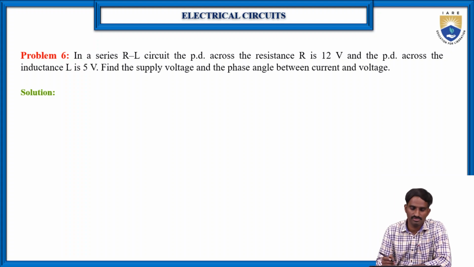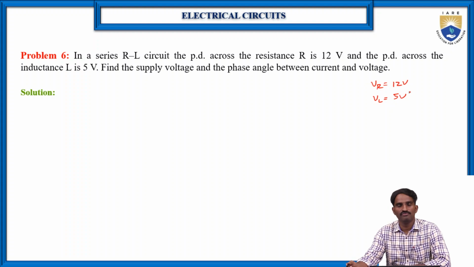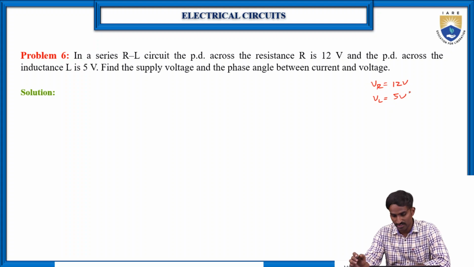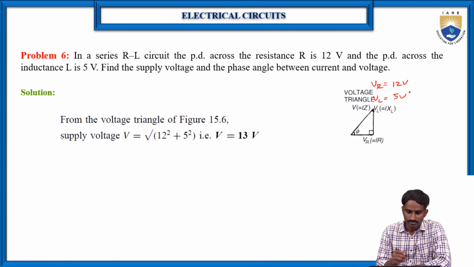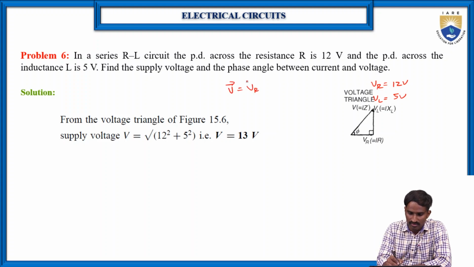Again, very simple here also. So first let me write the given data. Here VR, the voltage across the resistance, is 12 volts. And the voltage across the inductance VL is equal to 5 volts. Then find the supply voltage. Of course, we know that V is equal to VR plus VL. But of course, this is the phasor, the vector addition, not the simple addition. Okay, so that we need to remember. So the vector V is equal to VR plus VL.